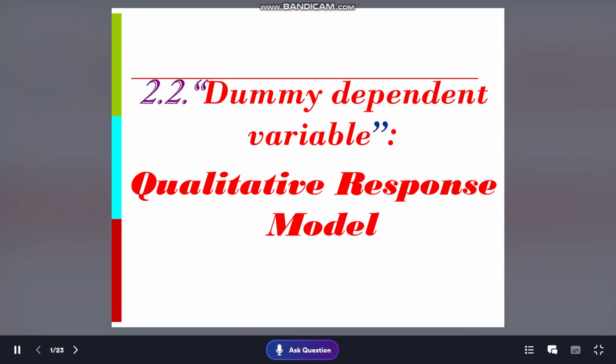Today, we'll explore the concept of dummy-dependent variables within qualitative response models. This sets the foundation for understanding how discrete choices are modeled in regression analysis, a crucial topic in econometrics and statistics.